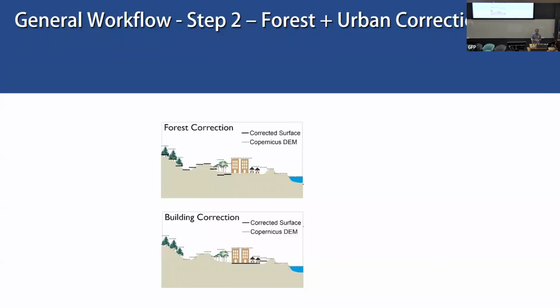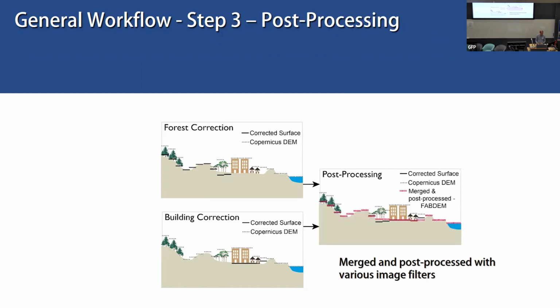Step 2 is the actual meat in the sandwich. So we did the forest correction and the urban correction. On these images here, the dotted line is Copernicus DEM, for instance, and our corrected surfaces are the solid lines. Now, sometimes the model's not perfect. It might over and under correct. So on this right-hand image, you can see the dark black lines. So we need to do a lot of post-processing. So we used filters like adaptive filters, and also used a whole bunch of other ones. And this is just to correct those places where the algorithm wasn't quite perfect.